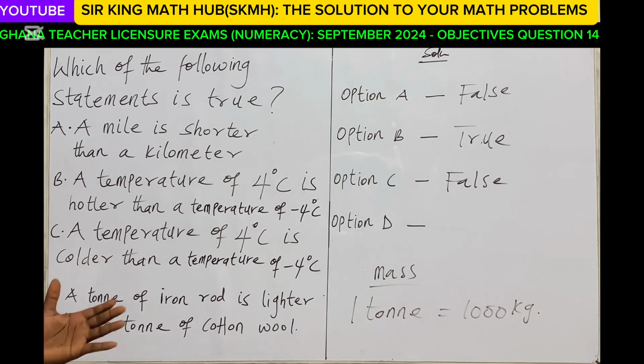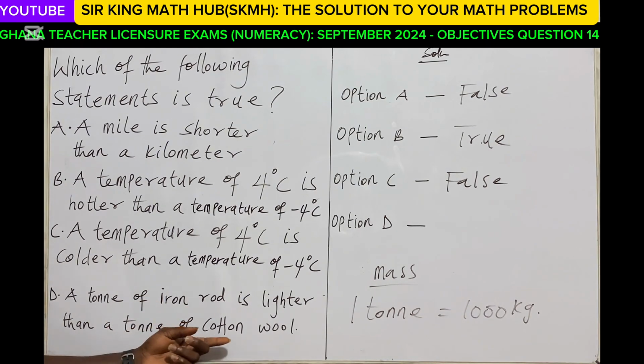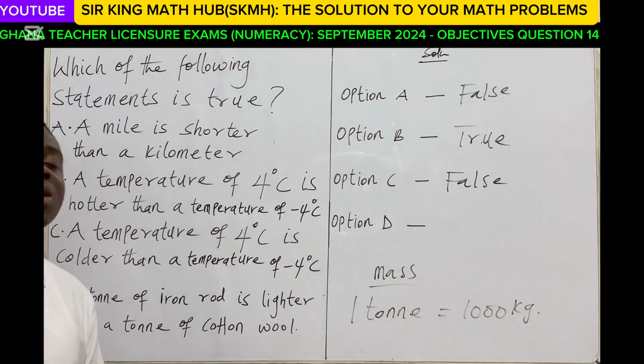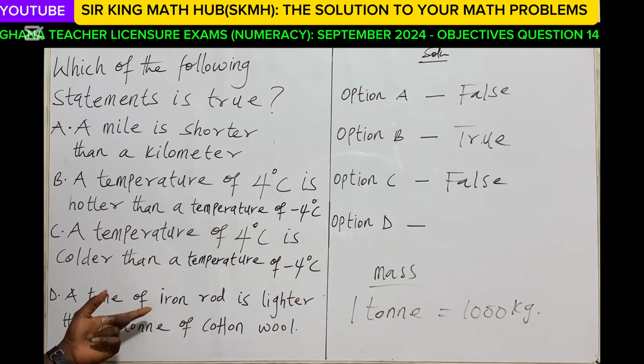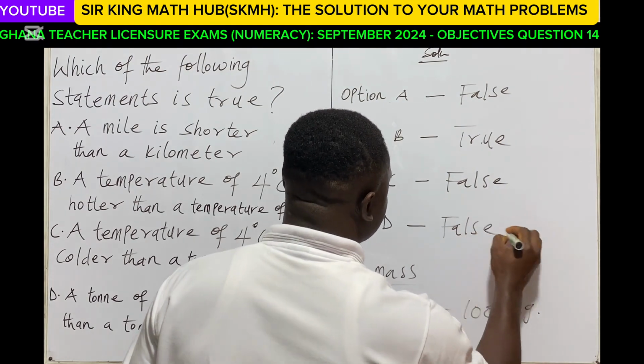And we are looking at 2 different materials: a ton of iron rod and a ton of cotton wool. A ton is a ton. So they will have the same masses, irrespective of the material. So with this, that makes option D a false statement.